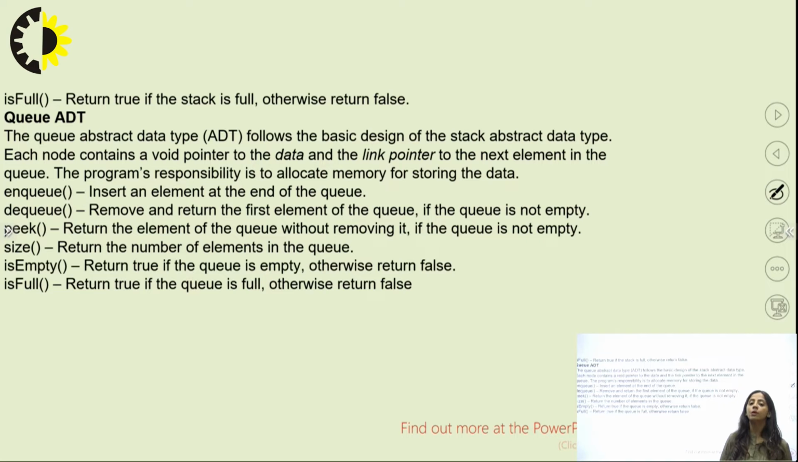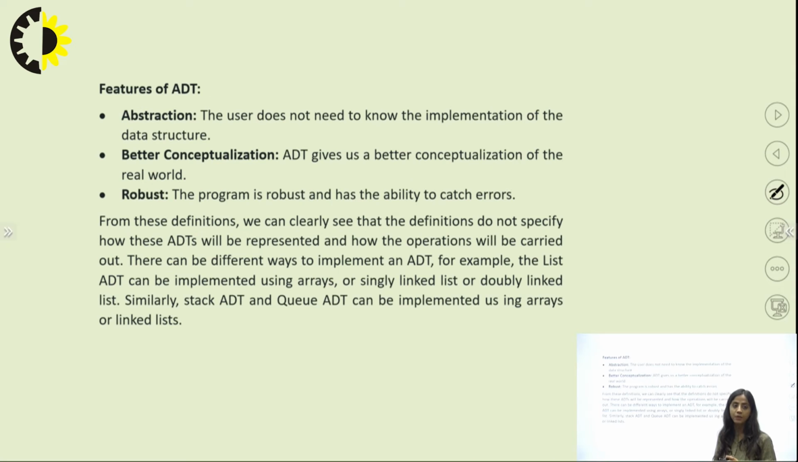Then size. What does size return? Size returns the number of elements in the queue. Empty. What is empty? Again, it will return a Boolean value true if the queue is empty, otherwise it will return false. Is full will return true if the queue is full, otherwise it will return false.